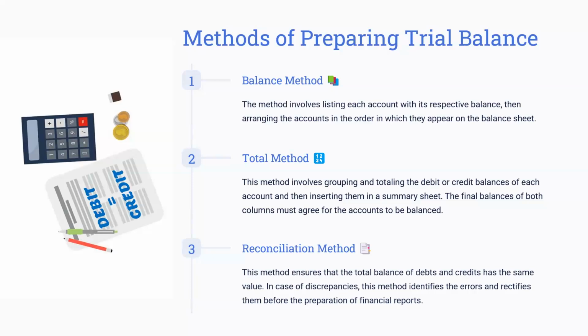And the third, the new method, is the reconciliation method. This method makes sure that the total balances have the same value, and in case of any discrepancy, it identifies the errors and rectifies them. While using this reconciliation method, we have many other ways to identify those errors in case of any discrepancies. We will see that one by one.